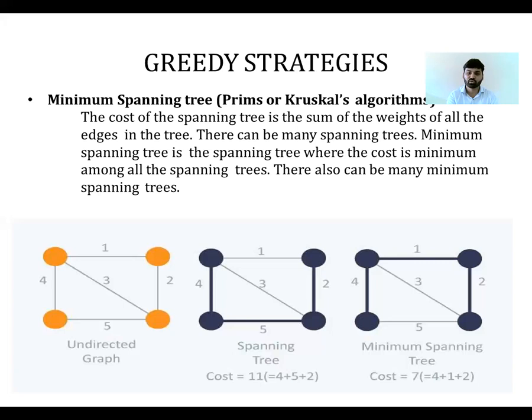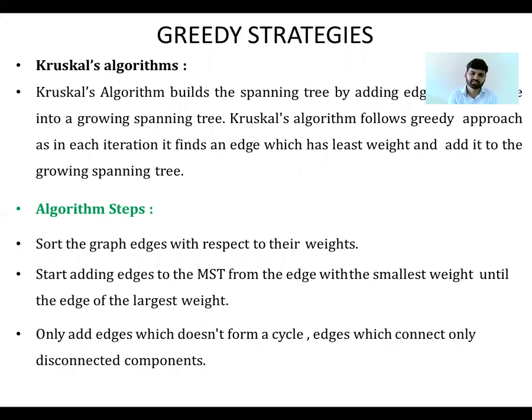In minimum spanning tree we have to just traverse all the vertices or all the nodes of your tree. Okay, this is the minimum spanning tree. You have to traverse all the vertices or nodes without forming a cycle. Let's start with Kruskal's algorithm.